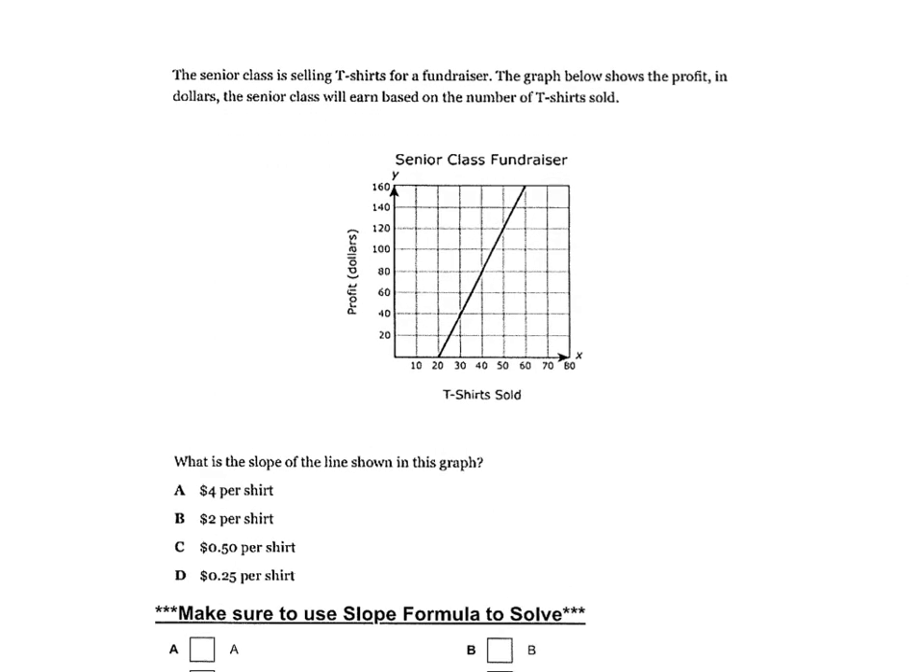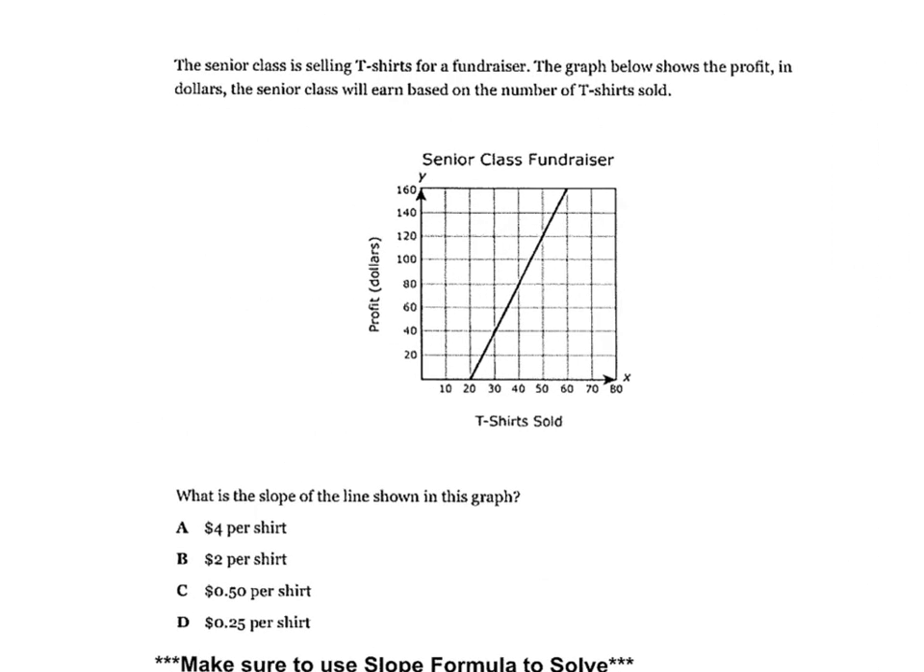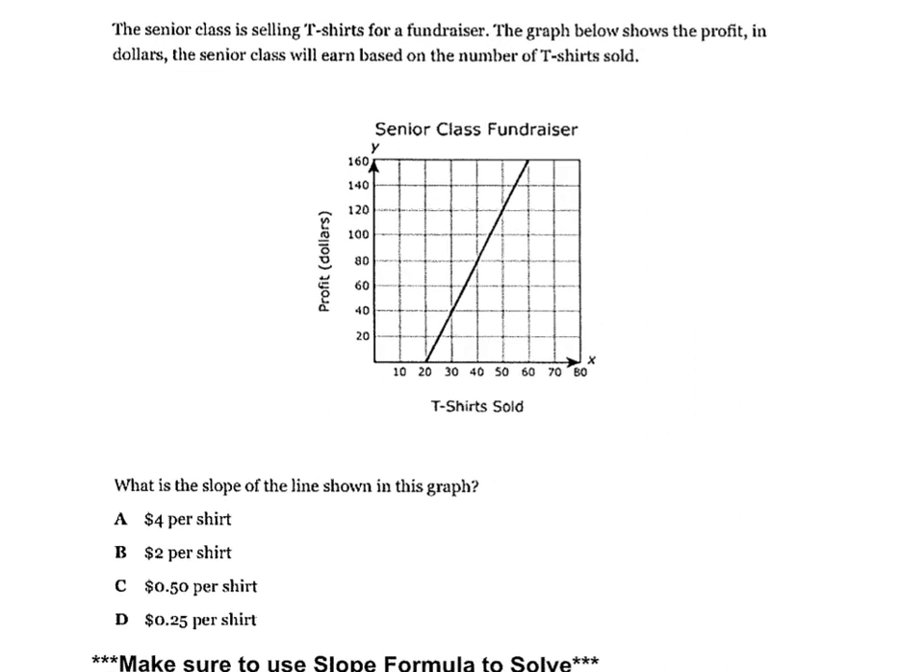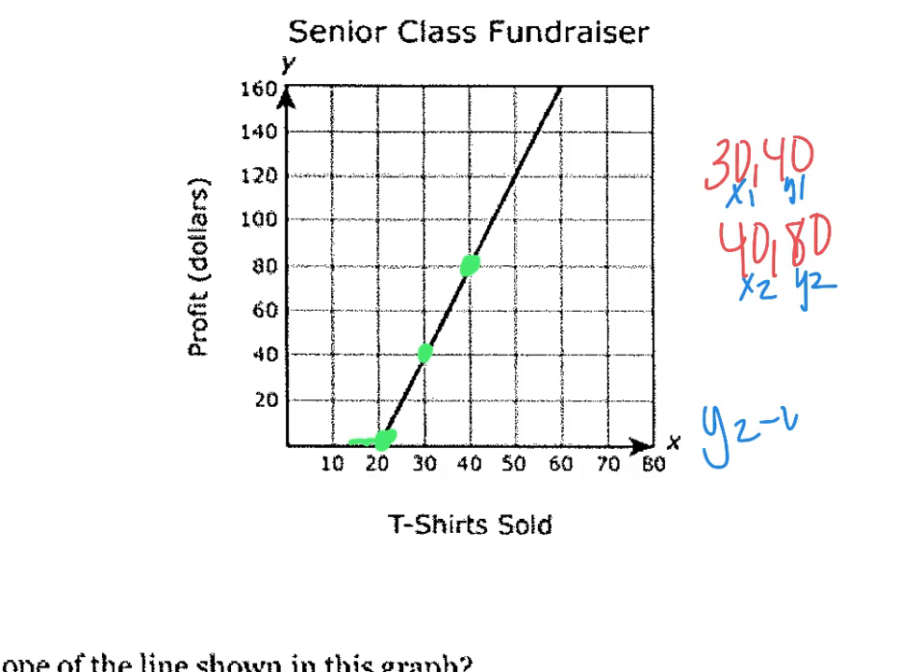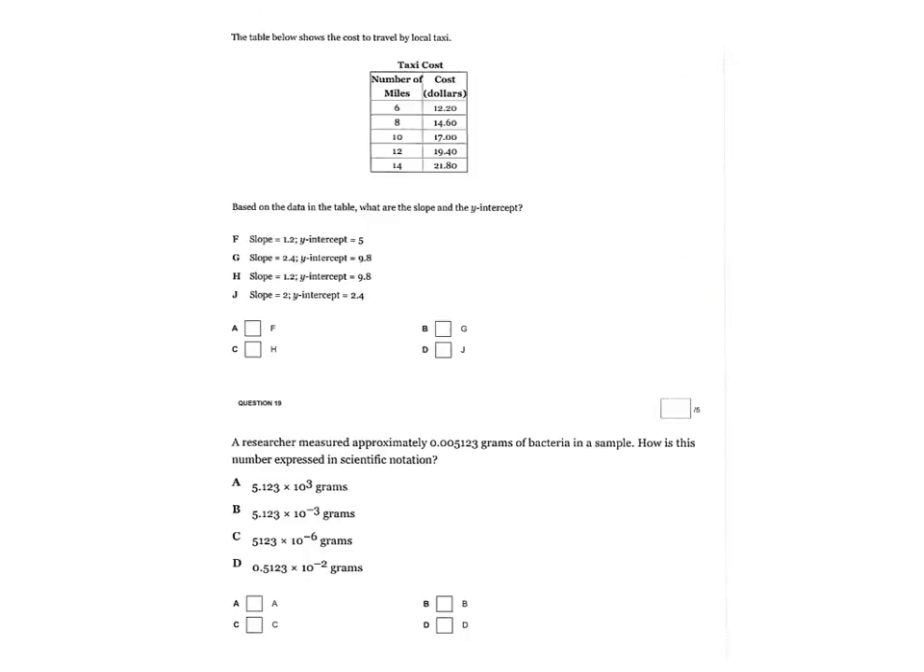This one is slope. Find the slope. We can use a skip right here, and we can use a skip. Or, since that one is kind of weird, I'm going to do this one too. So we've got our 2 points. We've got 30 and 40, and 40 and 80. Okay, use your slope formula. X1, Y1, X2, Y2: Y2 minus Y1 over X2 minus X1.